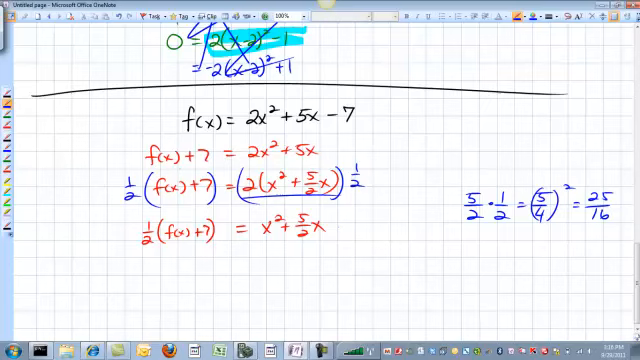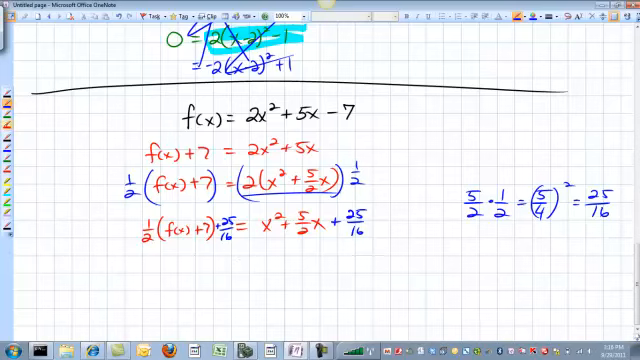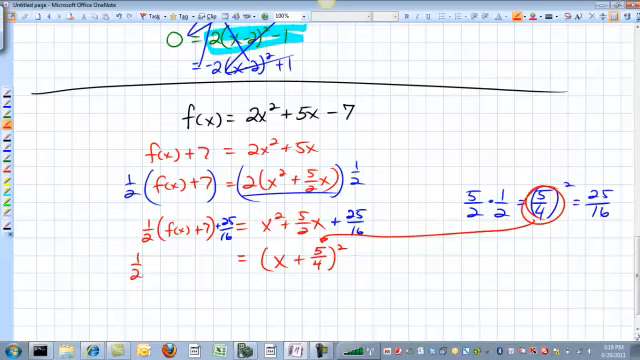I know some of you are like, we don't like the squares, but you just have to deal with it. So I add 25/16 over there. If you want to do this on your own with decimals, you can, but I'm going to leave it this way for now. So my completed square looks like this, which incidentally is this number right there. And over on this left side, I've got 1/2 f of x plus 7 plus 25/16.